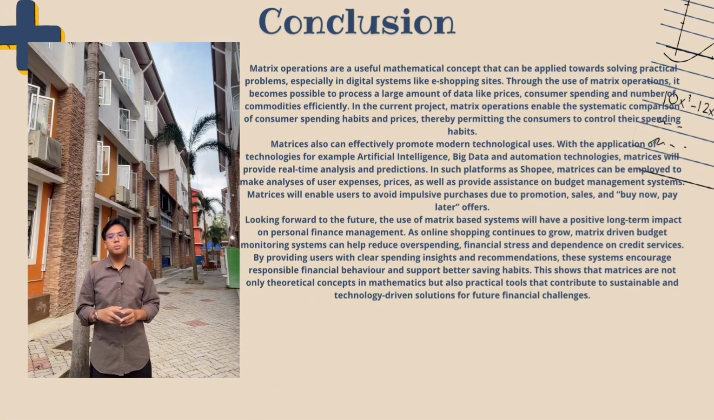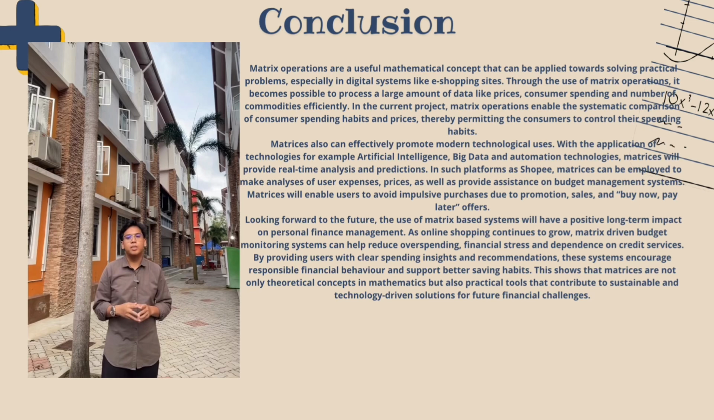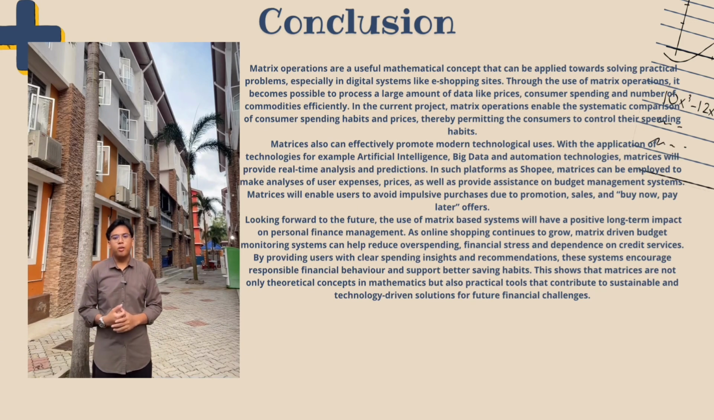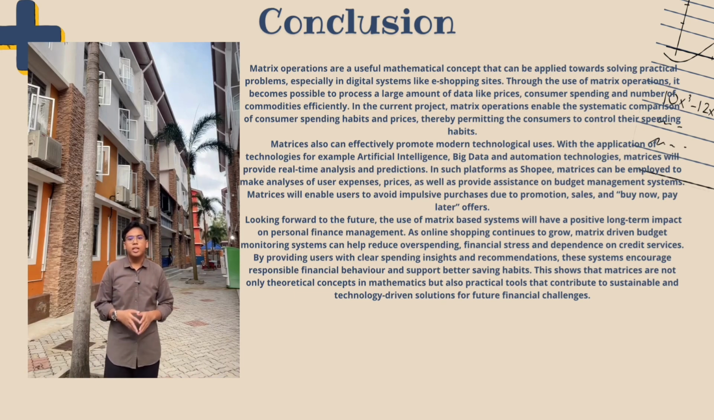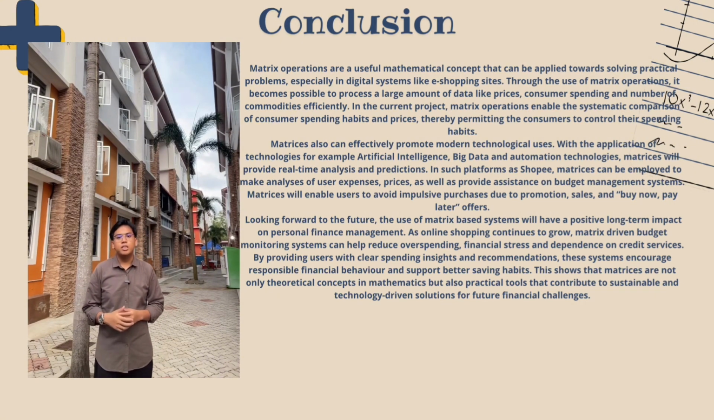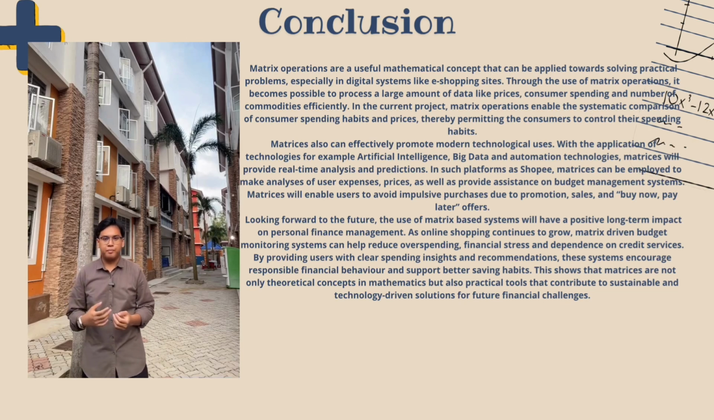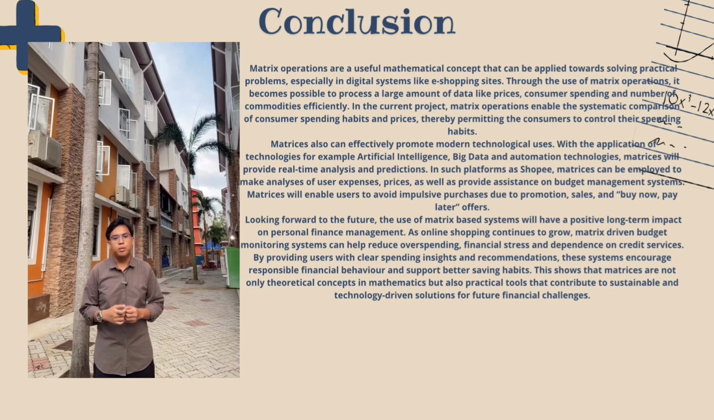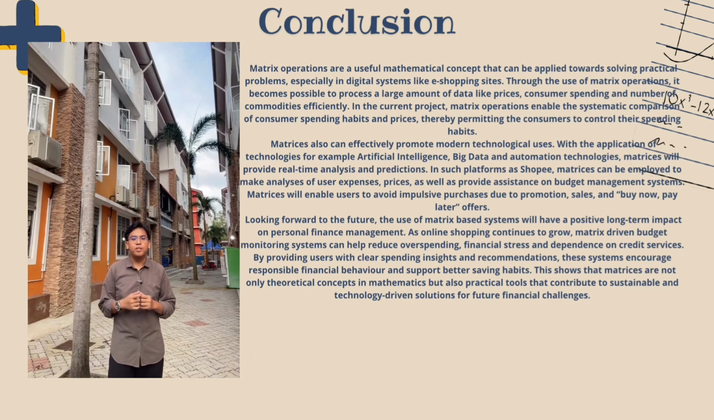Matrices are also important in modern technology such as artificial intelligence and big data. Online shopping platforms use them to analyze user spending patterns and provide budget management suggestions. By using a matrix-based system, users can avoid impulsive purchases caused by discounts or buy now pay later offers. In the future, the system can reduce financial stress and encourage responsible spending habits. So this shows that matrices are not only mathematical concepts but also practical tools for managing personal finance.